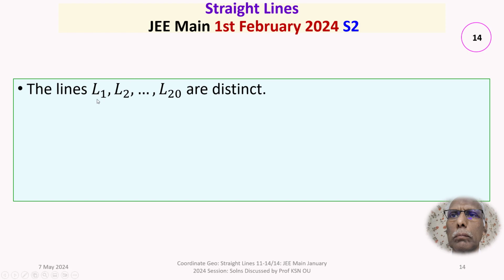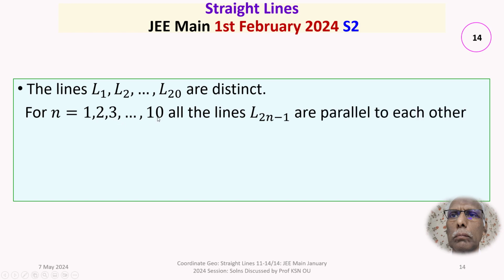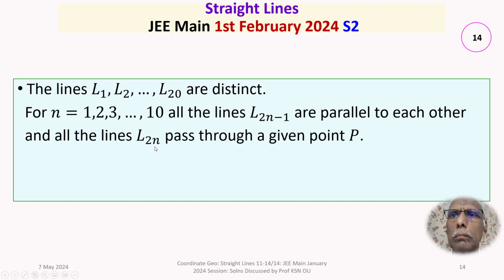The lines L1, L2, ..., L20 are distinct. For n equal to 1, 2, 3, up to 10, all the lines L(2n-1) are parallel to each other. That means L1, L3, L5, ..., L19, these 10 odd indexed lines, are parallel to each other. And all the lines L(2n), that is L2, L4, L6, ..., L20, pass through a given point P. That means they are concurrent and the point of concurrency is P.